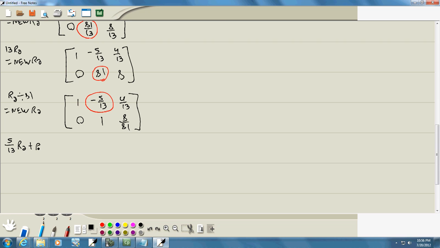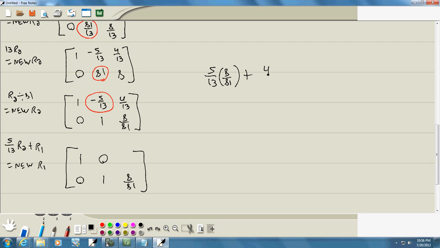5/13 times row 2 and add that to row 1 gives us our new row 1. The second row remains as is. Okay. 5/13 times 0 is 0 plus 1 is 1. 5/13 times 1 is 5/13 plus a negative 5/13 gives me 0. 5/13 times 8 over 81 and add that to 4/13. That's just nice. That gives us 40 over 13 times 81.